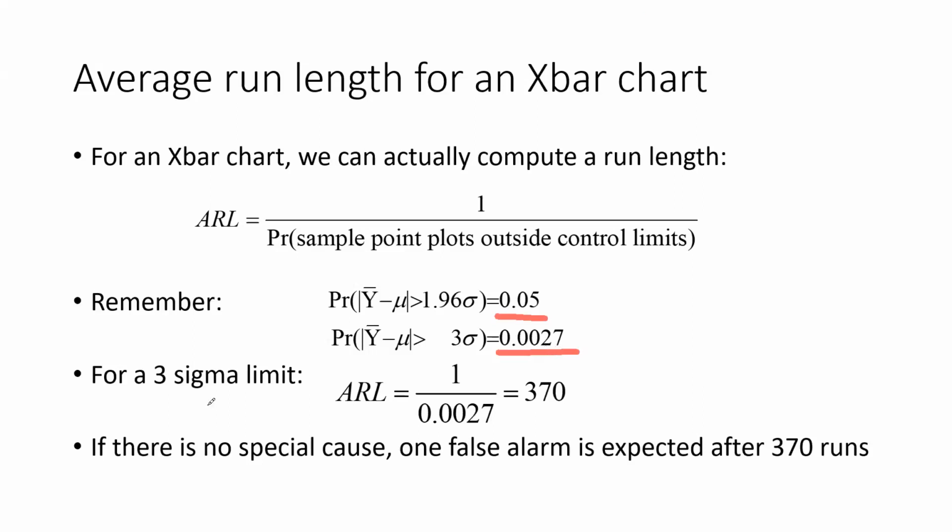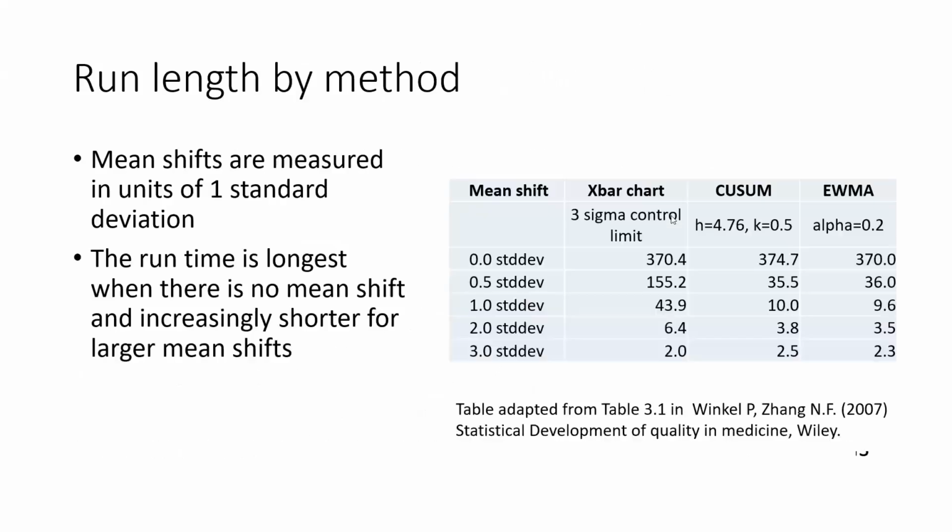So that means for the 3 sigma limit, I have an average run length of 1 divided by 0.0027, and that is 370, roughly. If there's no special cause, if the process is in control, we expect 1 false alarm on average after 370 runs. The average run length allows us to compare these 3 different charts in terms of their performance.